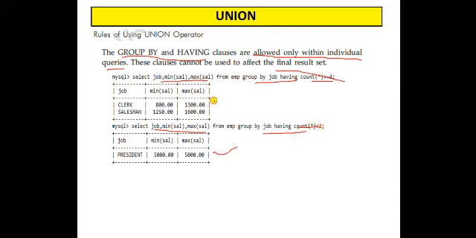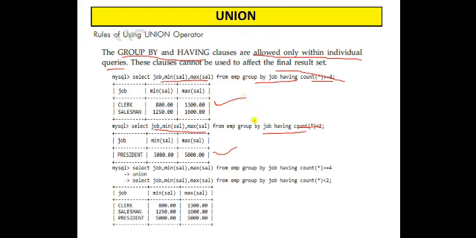So this is the result of this query, this is the result of this query, and when we apply the union operation on these two queries, we come to the conclusion that the group by clause is applied on the individual queries, not at the end of the query. What is happening in this third union query? The result sets of this and this are combined together. I hope the union operation and its rules are clear to you.